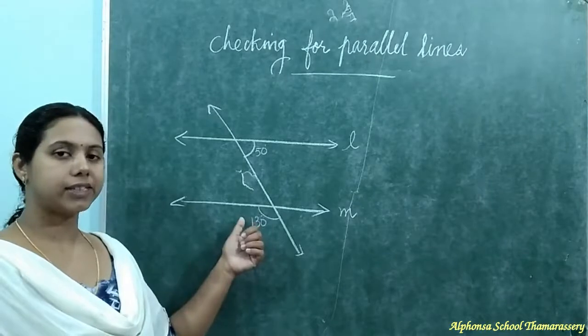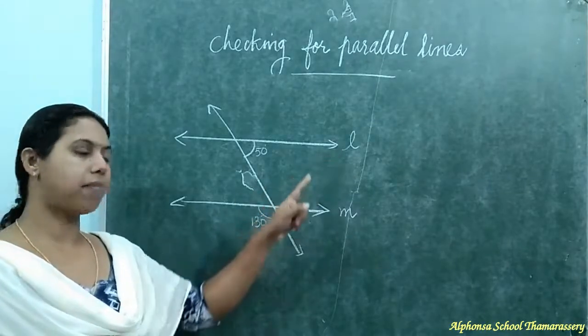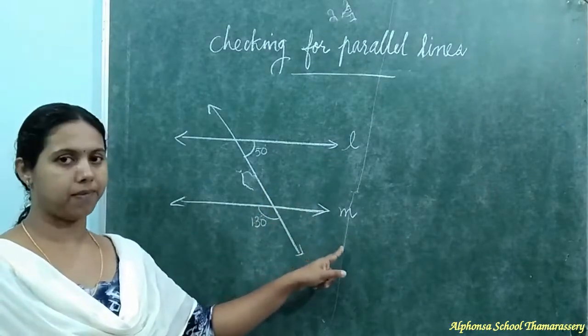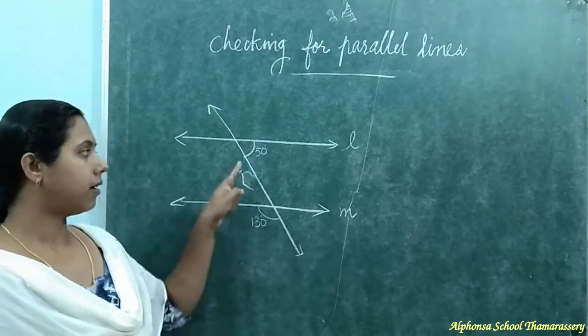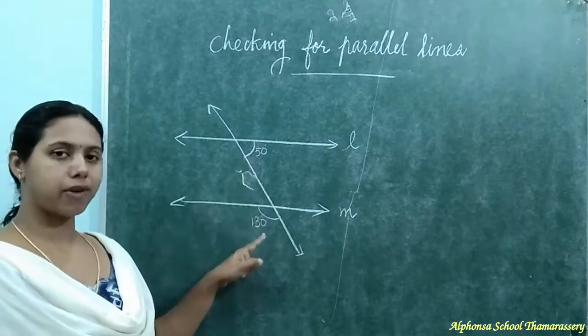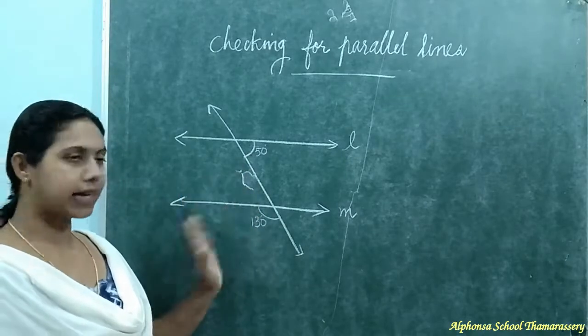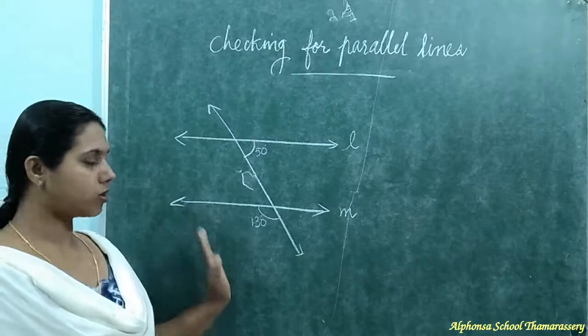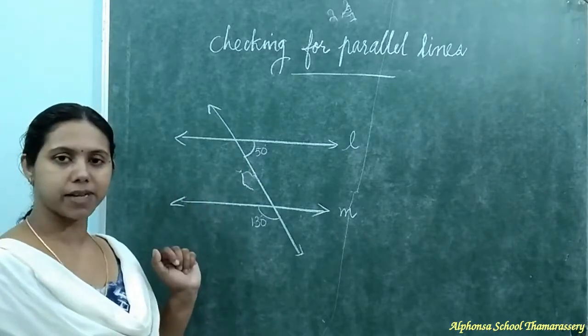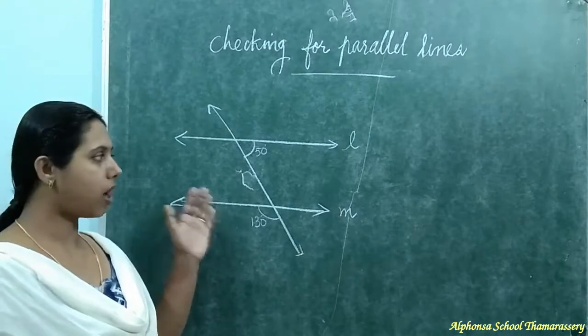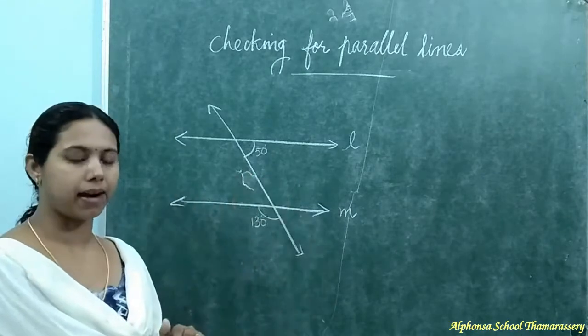See here in this figure. Is line L parallel to line M? If it is parallel, say why. Here, two angles are given for you, but they are not corresponding angles. They are not alternate interior angles, and they are not interior angles on the same side of the transversal. So how do you decide whether these two lines are parallel?